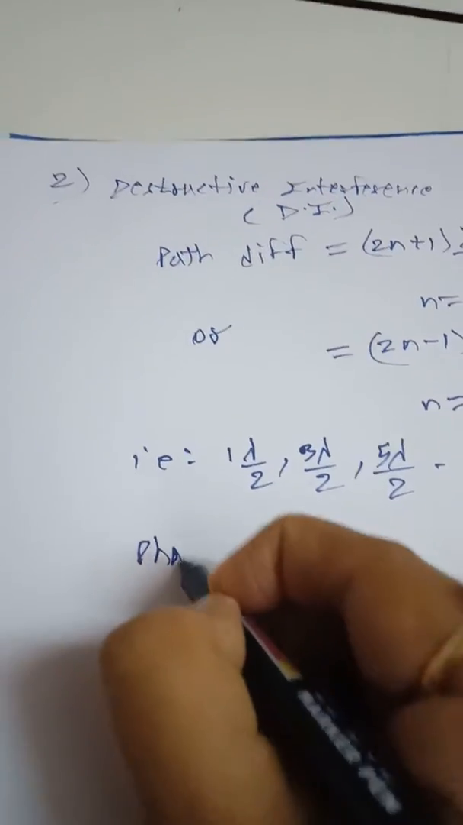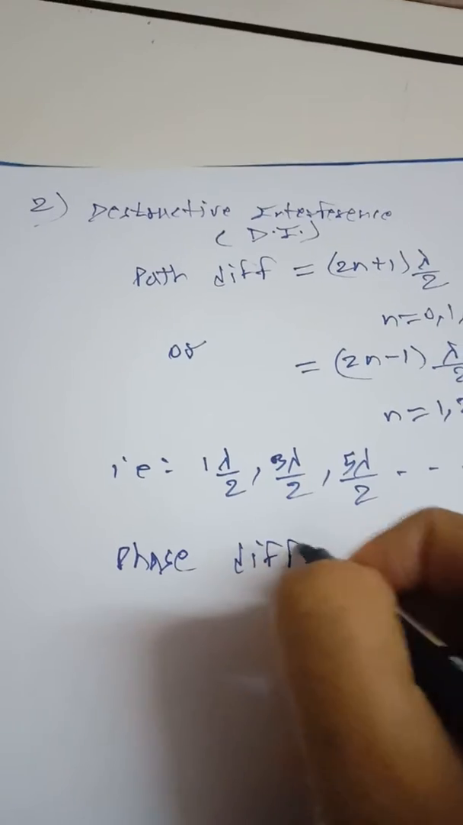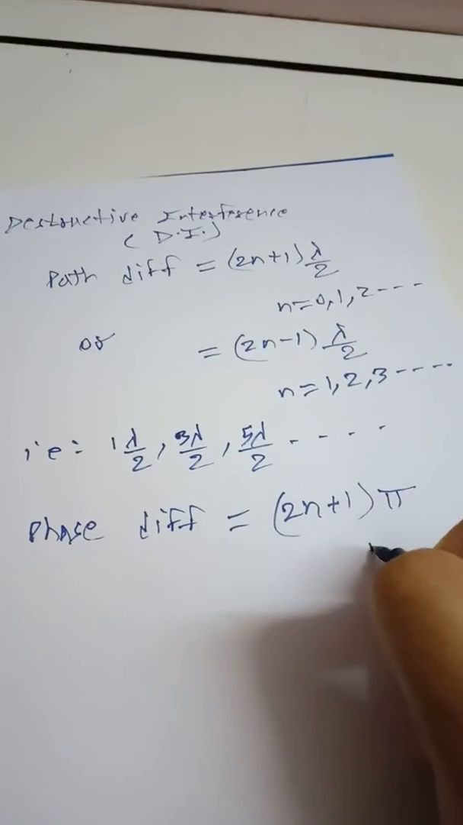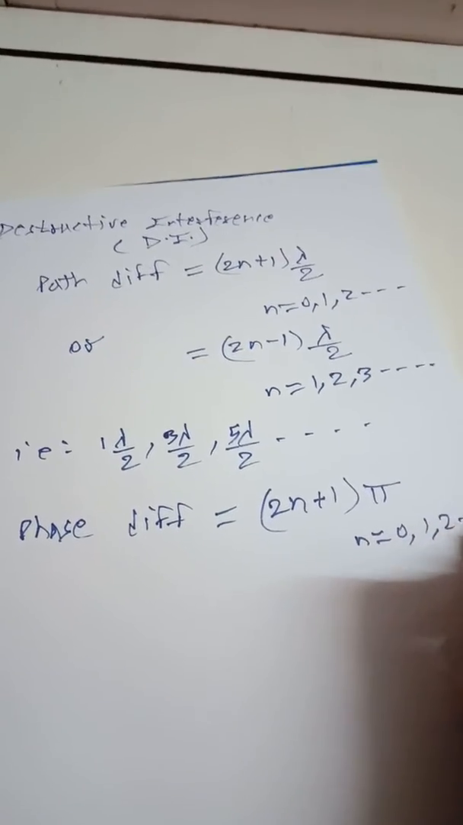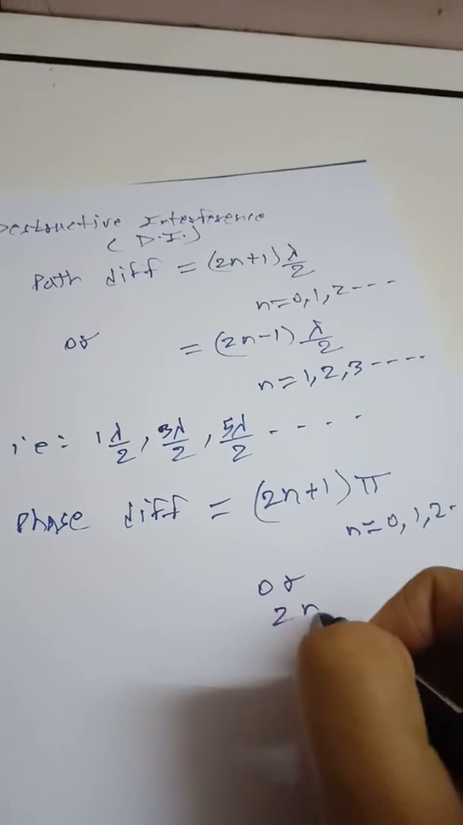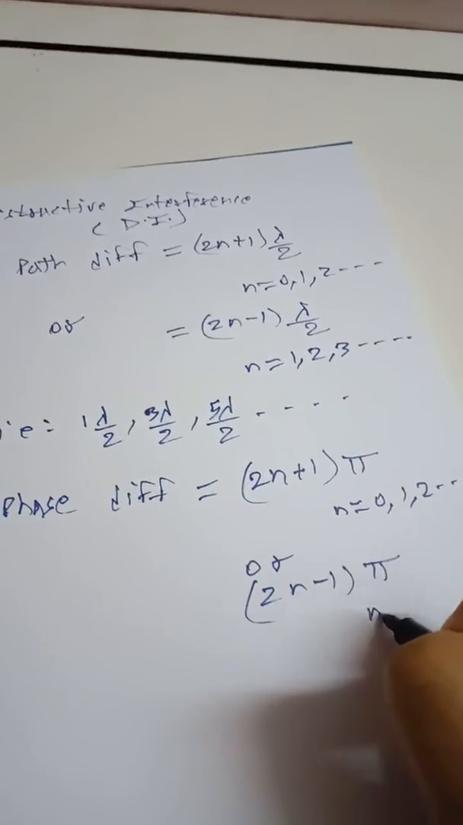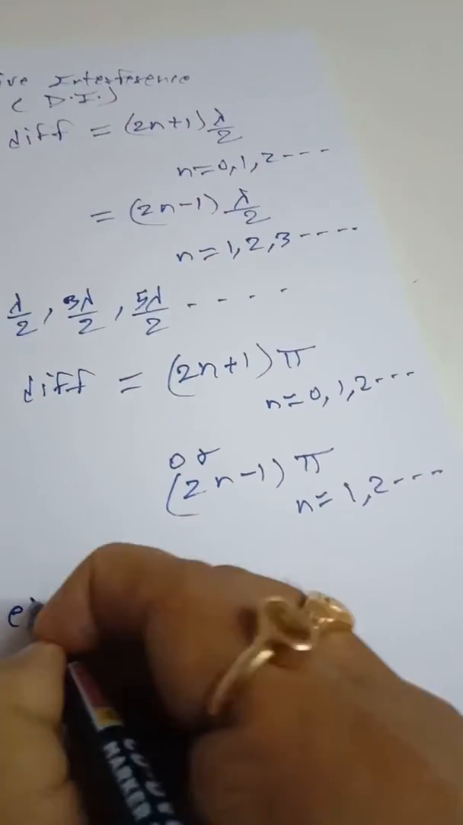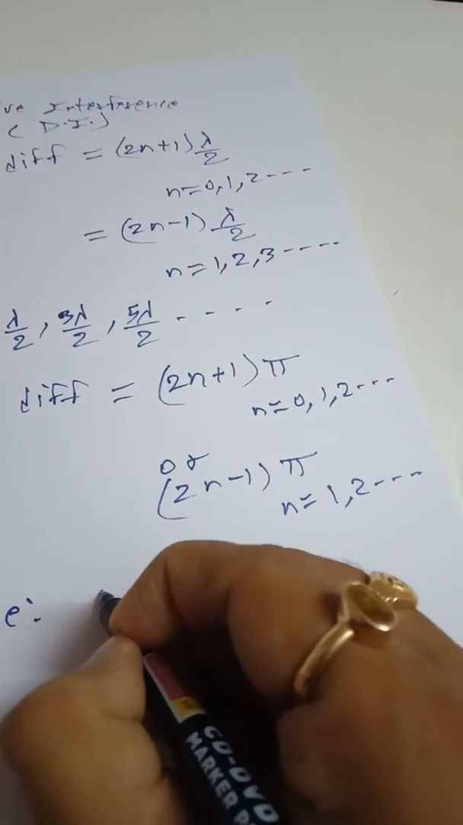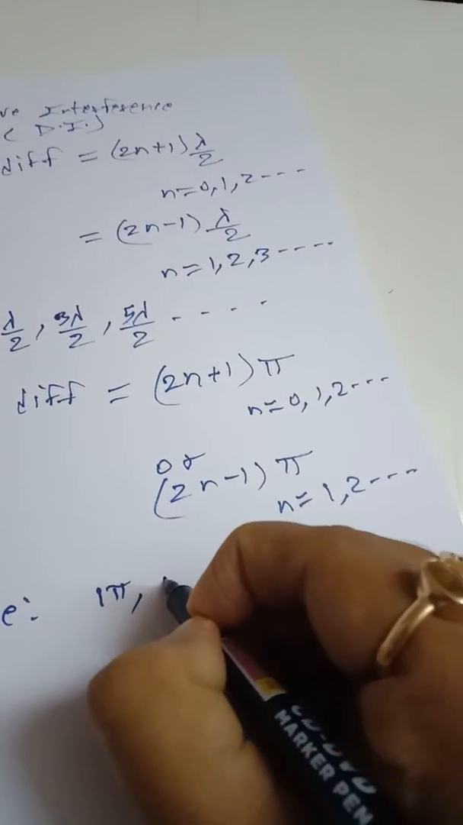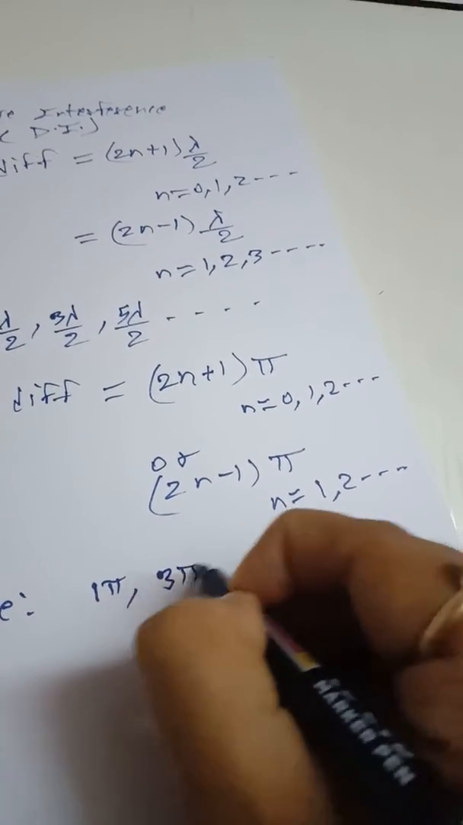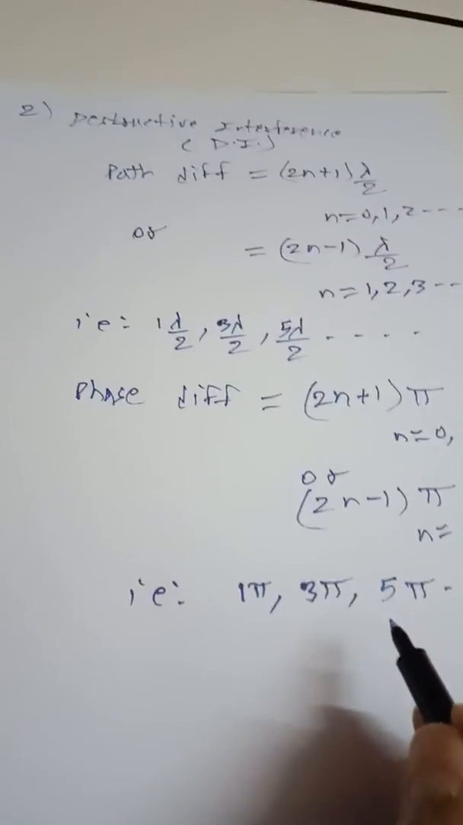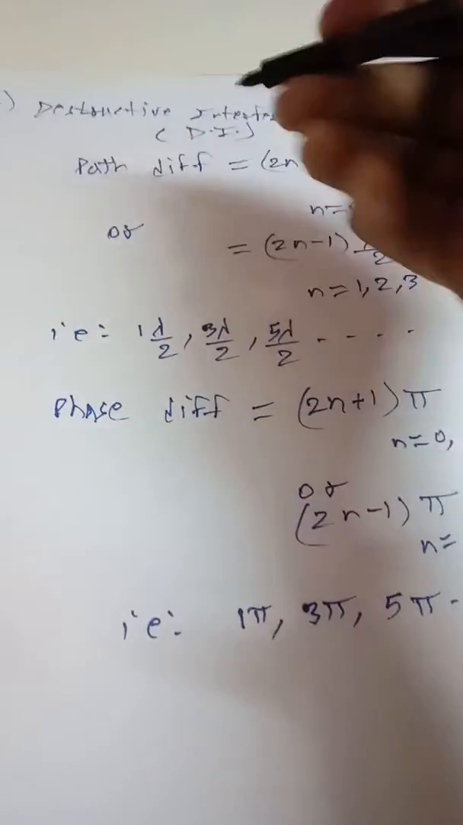Whereas the phase difference will be equal to 2n plus 1 times pi, where n is again 0, 1, 2, 3 and so on, or it can be 2n minus 1 times pi, where the n value starts from 1, 2 and 3. So that is what the phase difference will come to: 1 pi, 3 pi, 5 pi and so on. All odd multiples of pi will produce the condition of destructive interference.